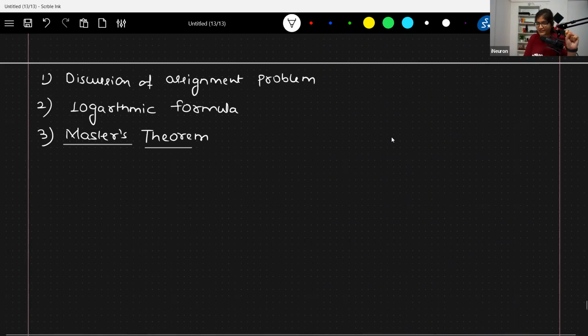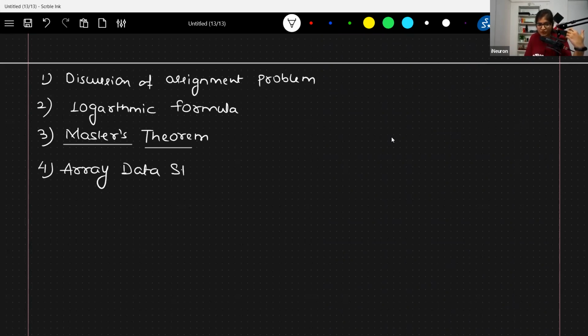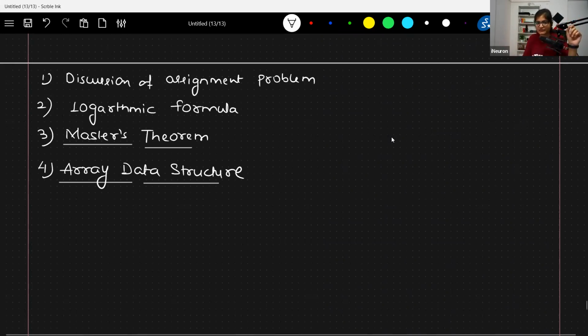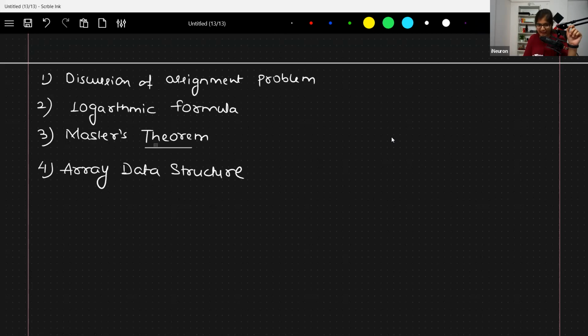After discussing all these things, if time permits, we will start the concept of the array data structure in tomorrow's class. If time does not permit, then we will start from next week our actual portion of the data structures, which is array. From there, we will start our concepts related to data structures and algorithms. So after completion of this, we are done with the analysis module.